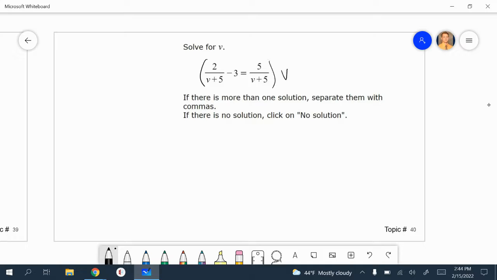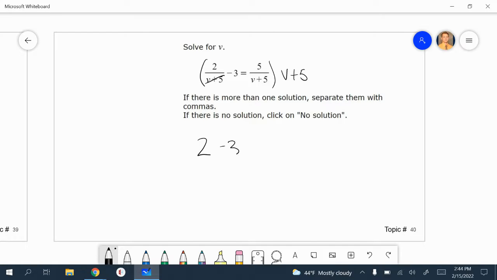So just like that, I'm basically multiplying everything by v plus 5. What that does is eliminate those bottoms for me. So what I'm going to be left with here, the v plus 5 down here will cancel with the one I'm multiplying by. So I'll have just a 2.